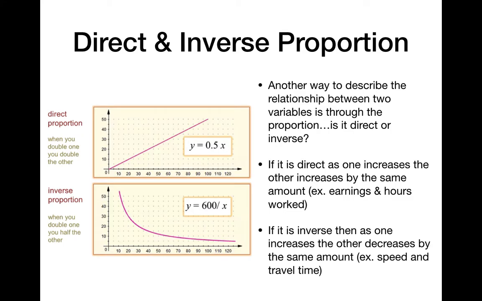If it's inverse, then as one increases, the other decreases by the same amount. The key factor here is the same amount. In these two examples, we have 0.5 as a factor here, and 600 is a factor here. Okay, so an example of an inverse: as your speed increases, your travel time will decrease.